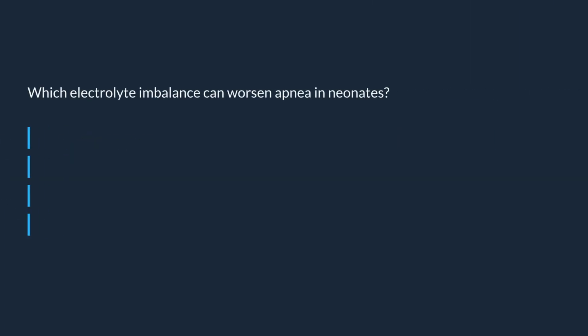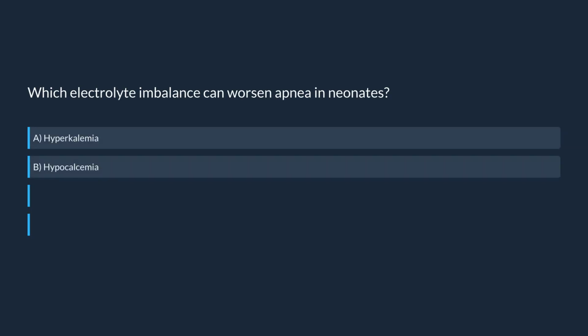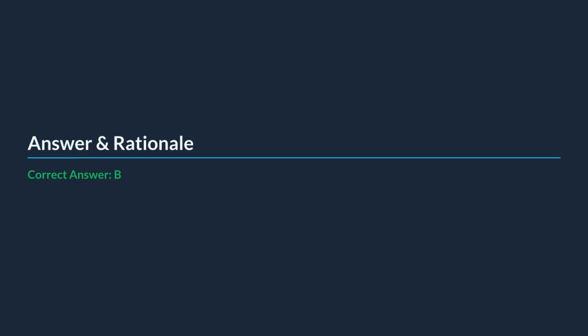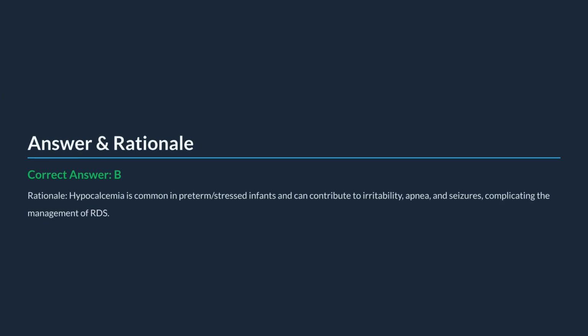Which electrolyte imbalance can worsen apnea in neonates? Is it hyperkalemia, hypocalcemia, hyponatremia, or hypermagnesemia? The correct answer is B. Hypocalcemia is common in preterm and stressed infants and can contribute to irritability, apnea, and seizures, complicating RDS management.